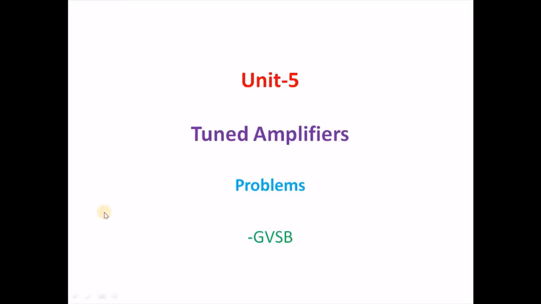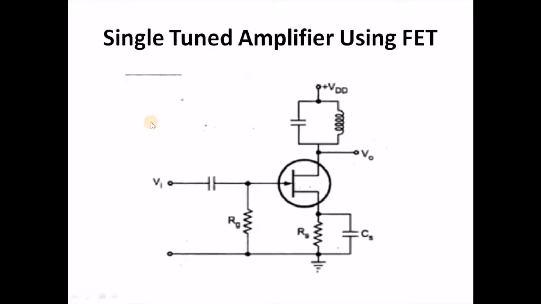Hello everyone. In this class, we are going to discuss some problems in Unit 5, tuned amplifiers. First of all, we will see one circuit, that is, a single tuned amplifier using FET. This is a common source amplifier in which the drain terminal is connected to a tuned circuit, an LC tuned circuit. This is a single tuned amplifier using FET.